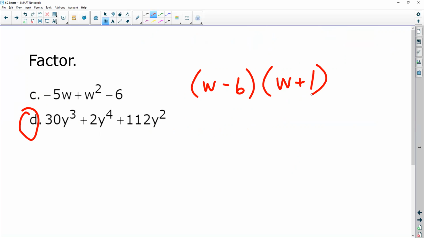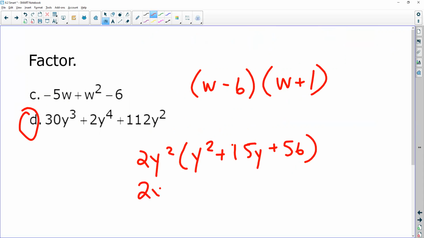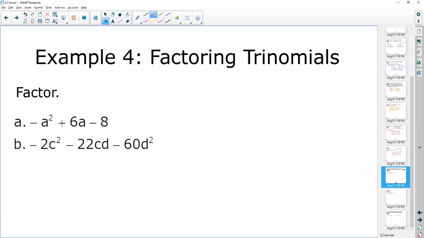And the answer for D, the common term is 2y squared. That comes out first. And that gives you y squared plus 15y plus 56. And then the 2y squared stays out front. And you can factor that y plus 7, y plus 8. Okay. All right, let's do the last couple.